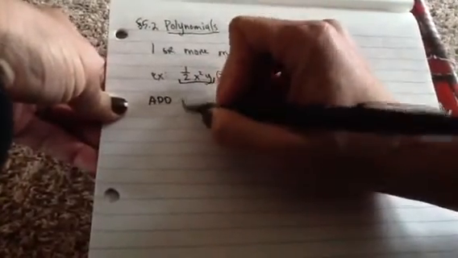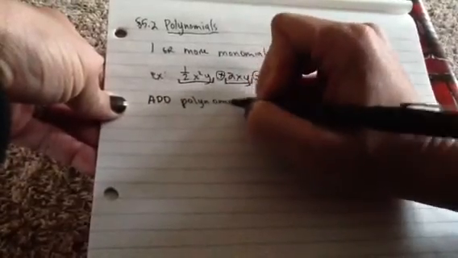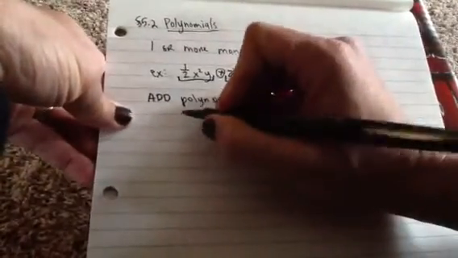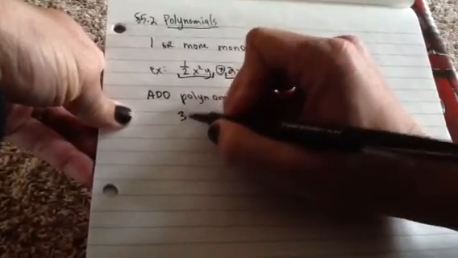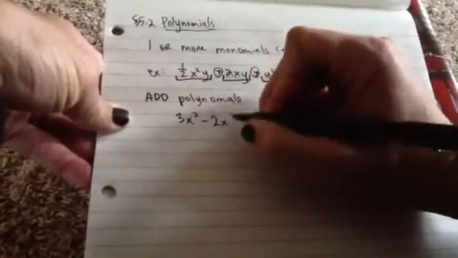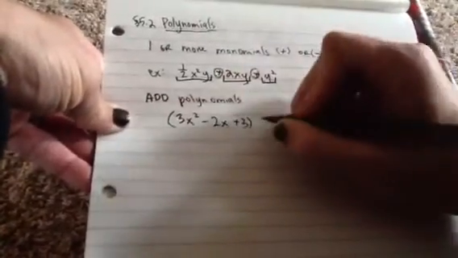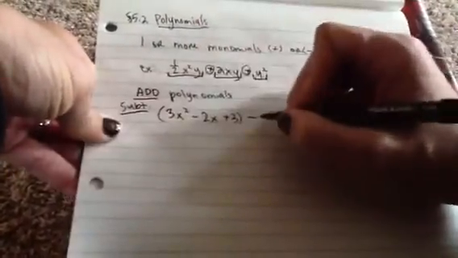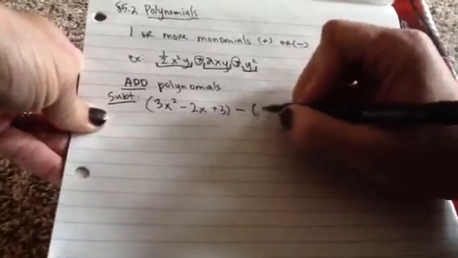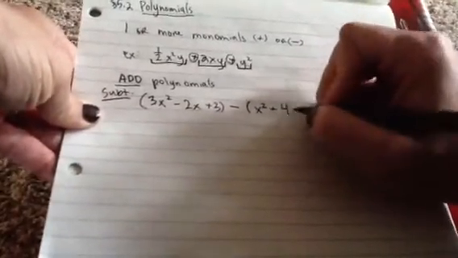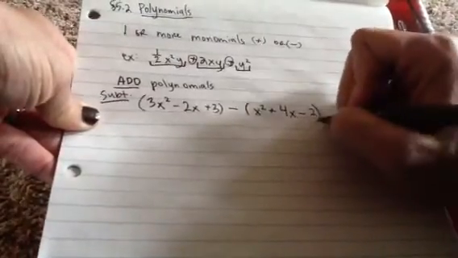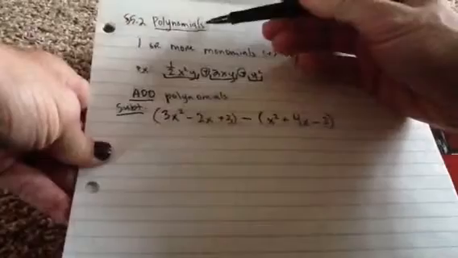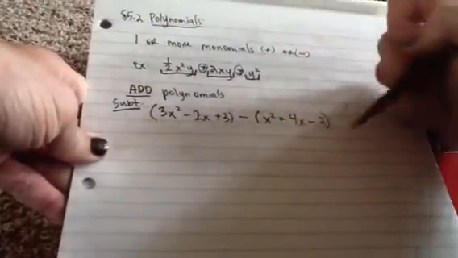Now, let's say we wanted to add polynomials. And we had 3x squared minus 2x plus 3. We're going to subtract, so I guess adding and subtracting will go together. X squared plus 4x minus 2. Now the trick with polynomials is we can only add or subtract like terms.